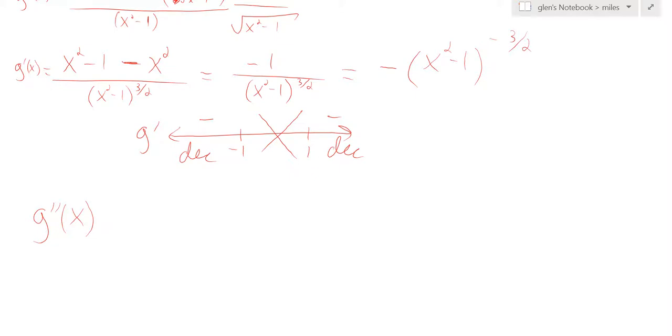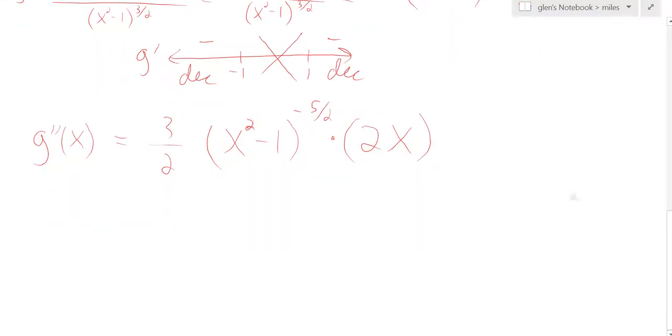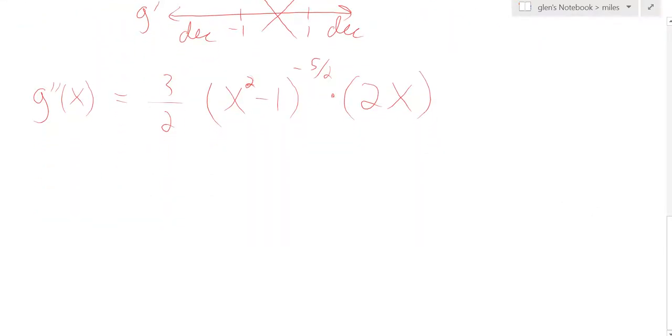So when you take the derivative, you get negative 3/2 times negative 1. That's positive 3/2, times x squared minus 1. We're going to take 1 away from the exponent, that's going to make it negative 5/2. And we'll multiply that by the derivative of the inside. That's the chain rule. Cool. So there's a 2 down here in the denominator of this fraction, but we're also multiplying by 2 over here.